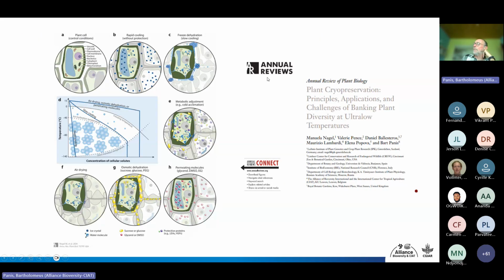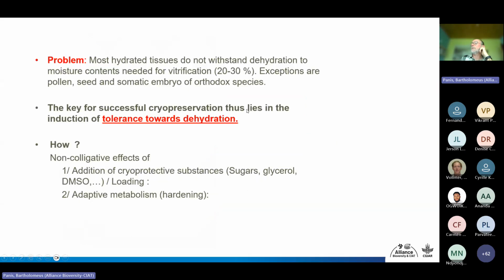So if you want to know more about this, we have recently published a paper in Annual Review of Plant Biology, where all these processes are described in more detail. So you can go to that paper.